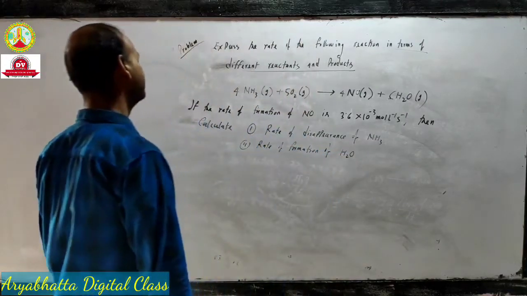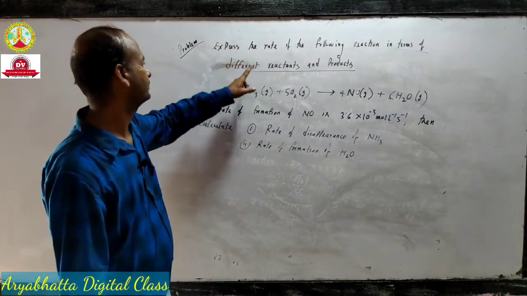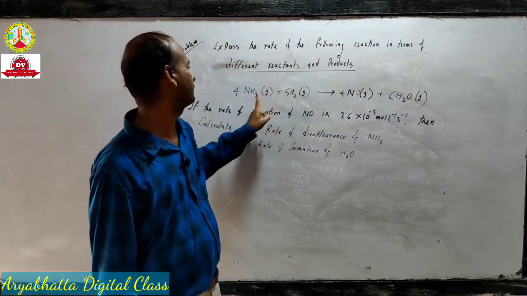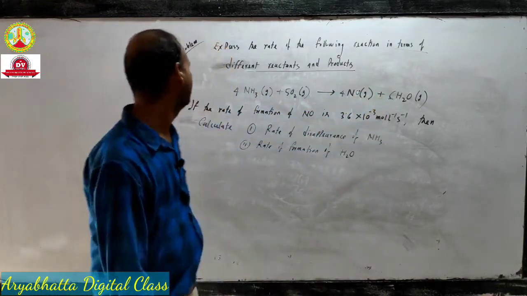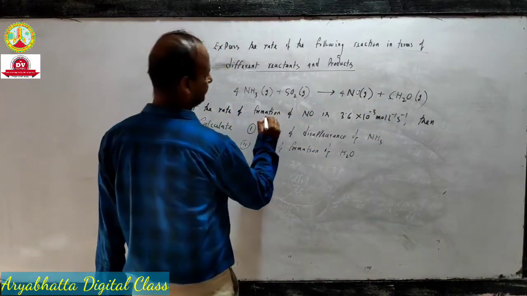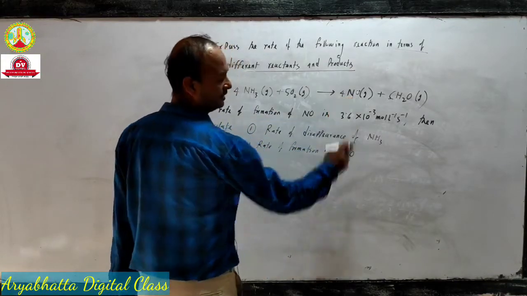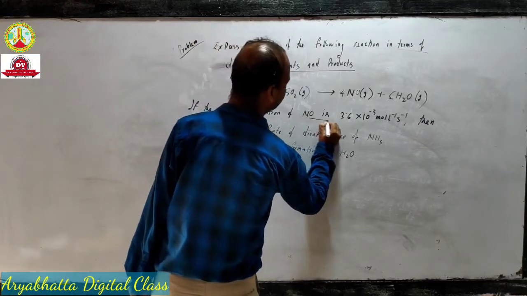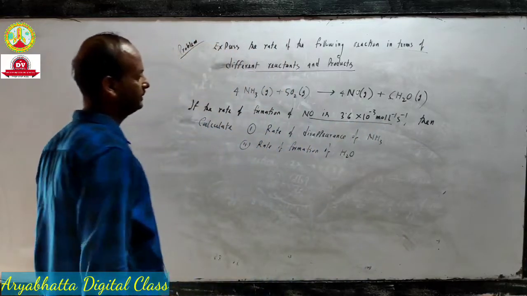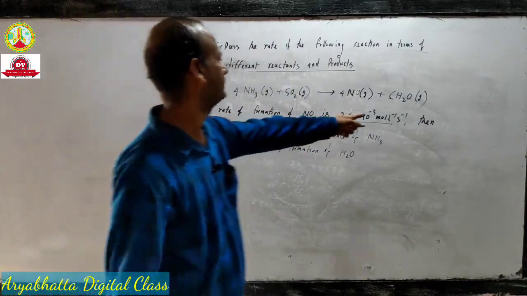Okay, now let's see. Express the rate of the following reaction in terms of different reactants and product. This is the reaction: ammonia reacts with oxygen to form nitric oxide and water. In this case, the rate of formation of NO. In this reaction, nitric oxide has been formed. The rate of formation of NO is what? This is the value: 3.6 into 10 to the minus 3 mol liter inverse second inverse.